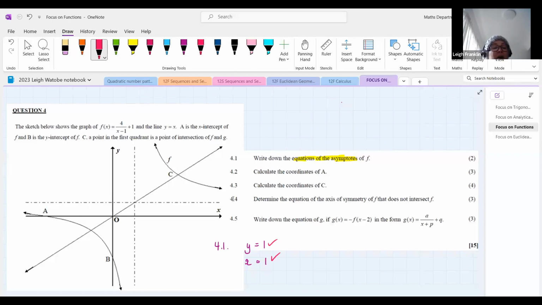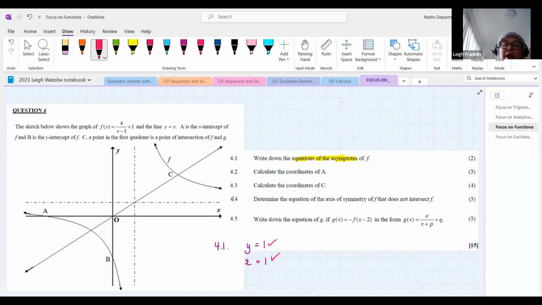Good stuff. Now they want us to calculate the coordinates of A. Oh, sorry, I should have read the information first. The sketch below shows the graph of f of x equals 4 over x minus 1 plus 1, and the line y equals x. A is the x-intercept, B is the y-intercept, and C is a point in the first quadrant, and it is a point of intersection of f and g.